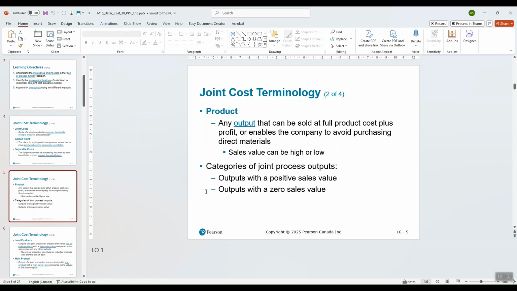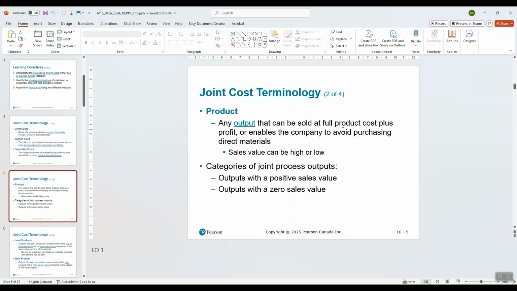Then product. What is a product? The product is a finished item. After you have spent all that money, you end up with your finished products, which is either two products or three products using a raw material. Those are considered your products.